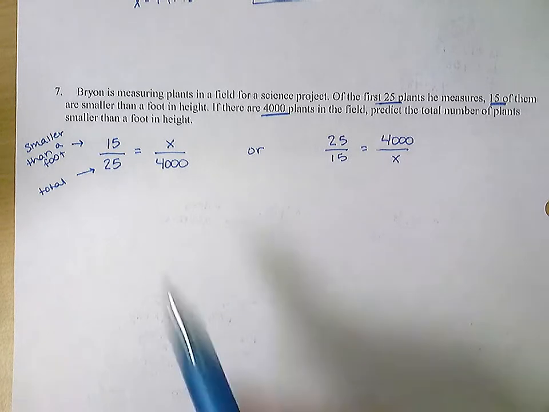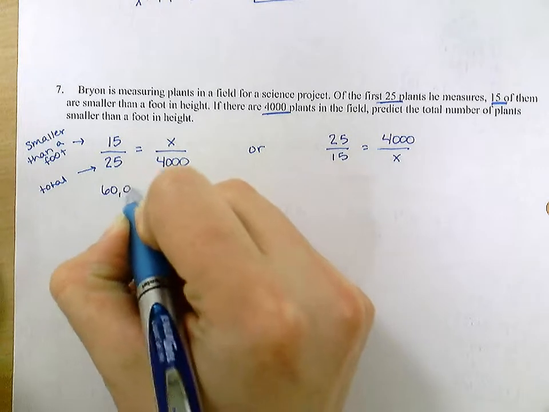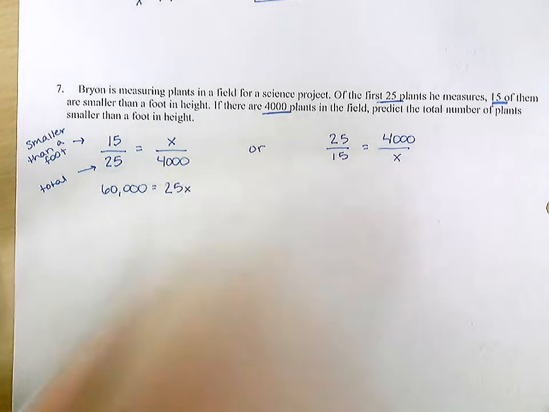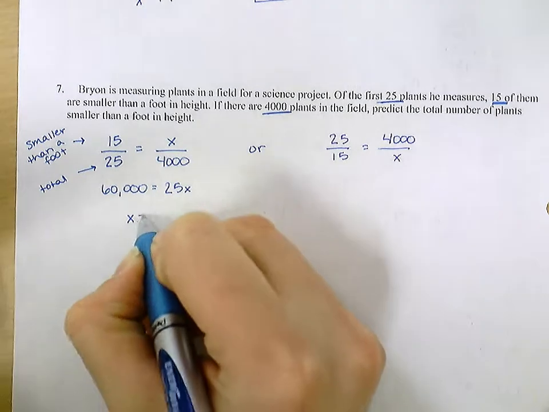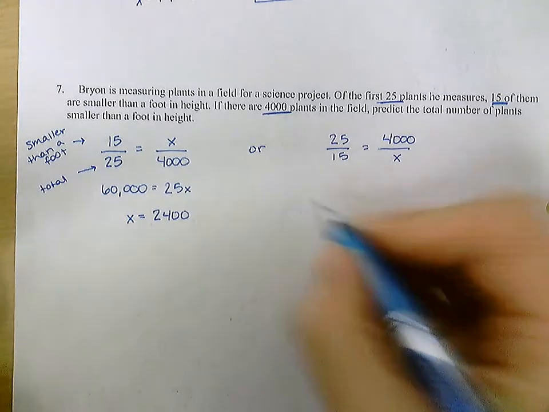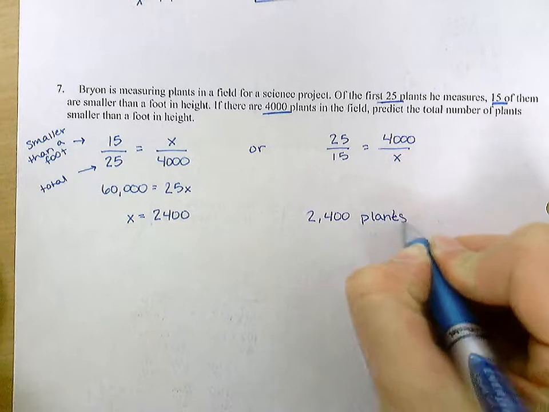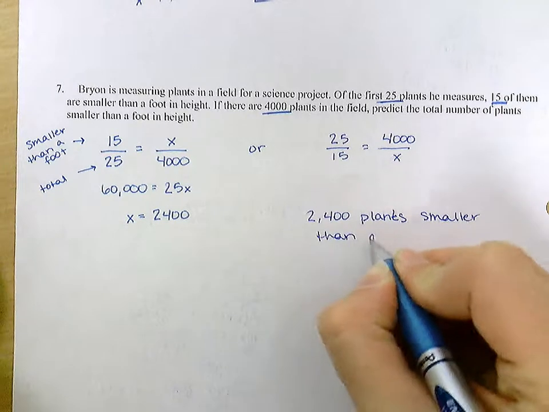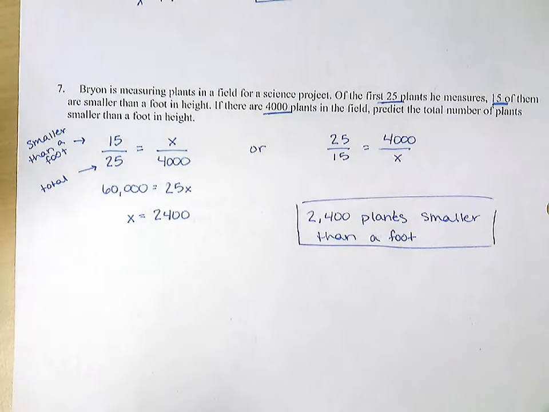So from here, again, we're just going to cross multiply. So we have 60,000 is equal to 25x. Divide by 25. Circle it. So we have 2,400 plants that are smaller than a foot.